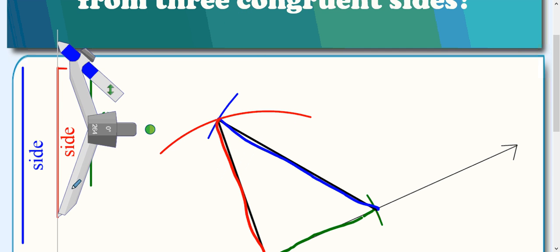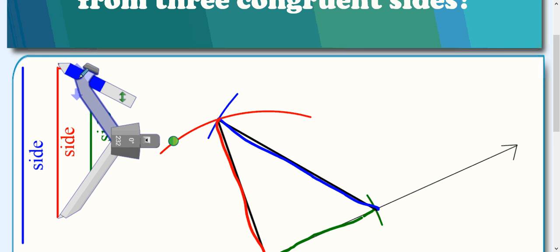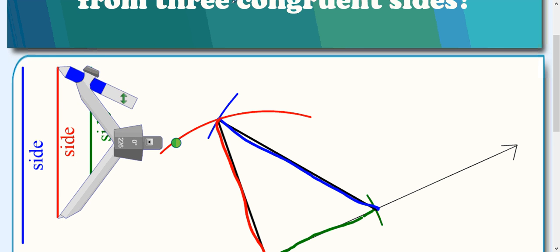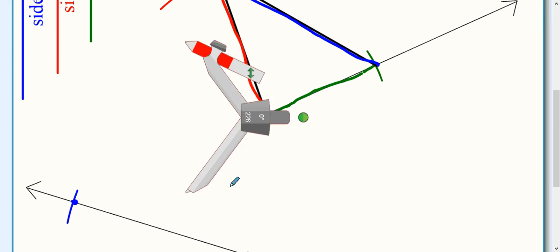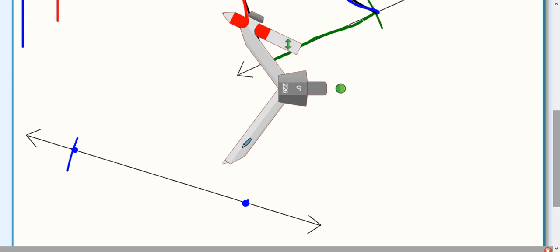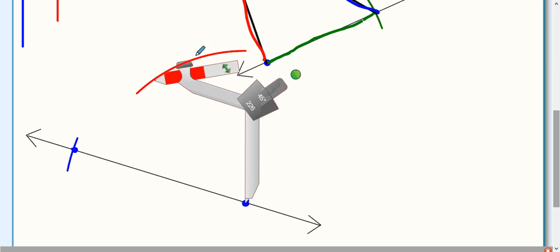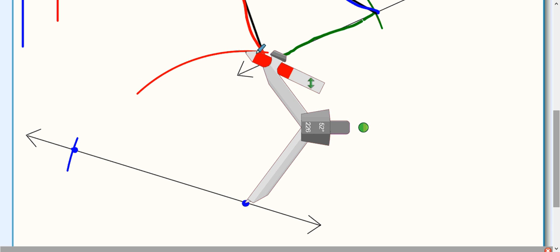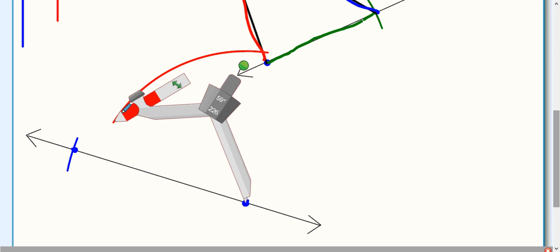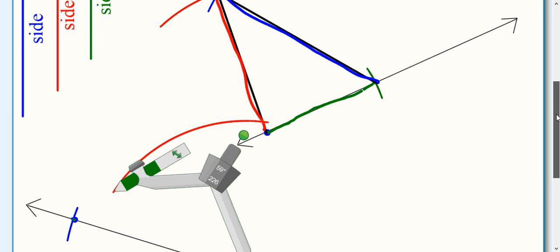So let's go red next. So there's the length of red. And then from one of these two endpoints, it doesn't matter which one, I'll go over here. And make a big arc, because all we know is it's going to be somewhere out there. And then we're going to do the green from the other side. So we'll go green from here out to wherever it crosses.